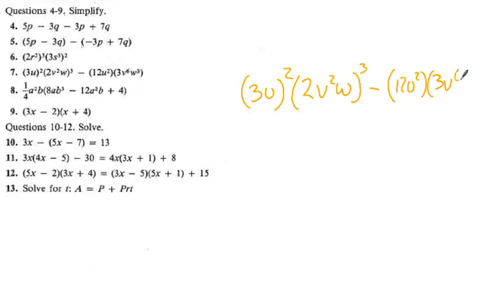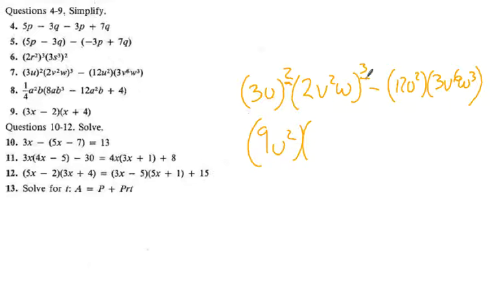In problem 7, I'm again going to need some more room because I have a bunch of steps here. So I have 3u, and this monomial is squared, times 2v squared w, and that's all to the third. And I'm going to subtract the monomial 12u squared times 3v to the 6th, w to the third. All right. Now, using the same ideas that I had in number 6, I'm going to have to deal with this exponent before I do anything else, because I'm taking a monomial to a power. 3 squared is 9. U to the first squared is going to be u squared.